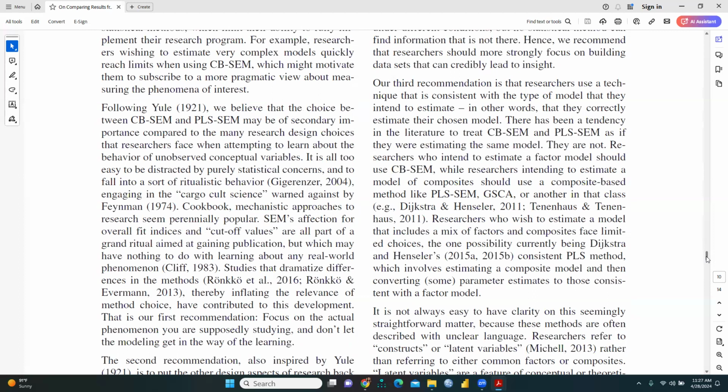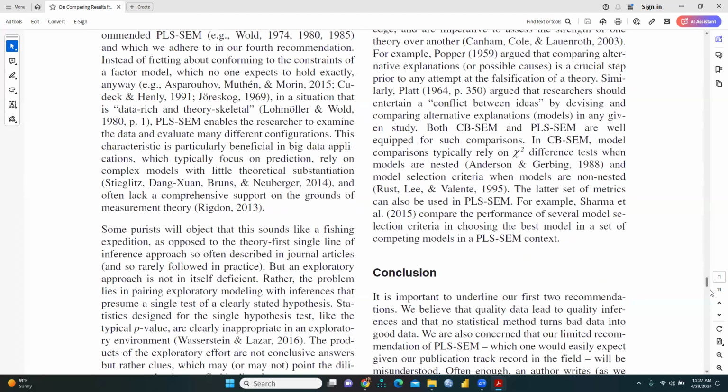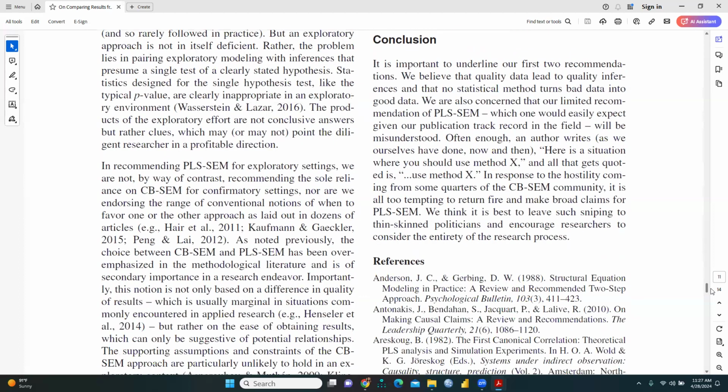The third recommendation, and after that we will move to the fourth and fifth recommendations. Finally, in the conclusion, the authors have written: it is important to underline our first two recommendations. We believe that quality data lead to quality inference and that no statistical method turns bad data into good data. We are also concerned that unlimited recommendations of PLS-SEM, which one would easily expect given our publication track record in the field, will be misunderstood.